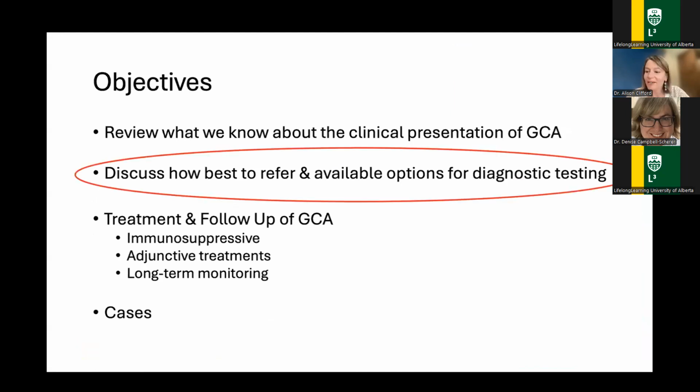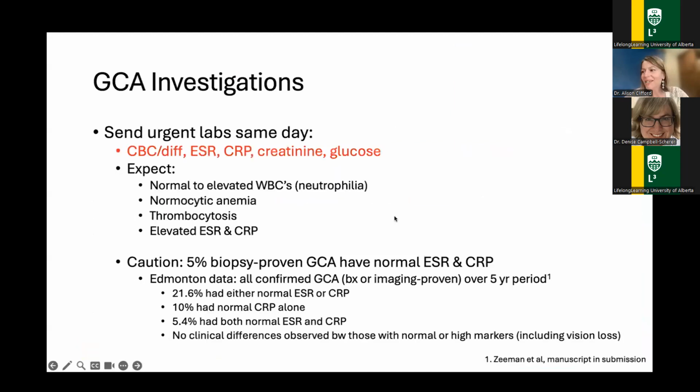That was section 1. In part 2, we're going to talk about how to refer and how to work these patients up. So GCA, I think one of the hardest things about this disease is we have very few labs that are sensitive or specific enough. When seeing these patients, we usually recommend blood work as soon as possible, same day if you can.